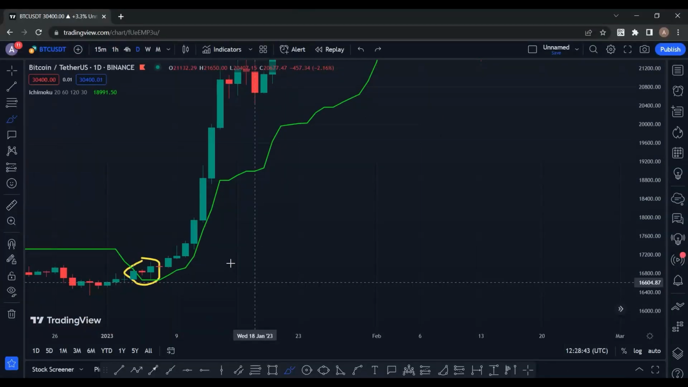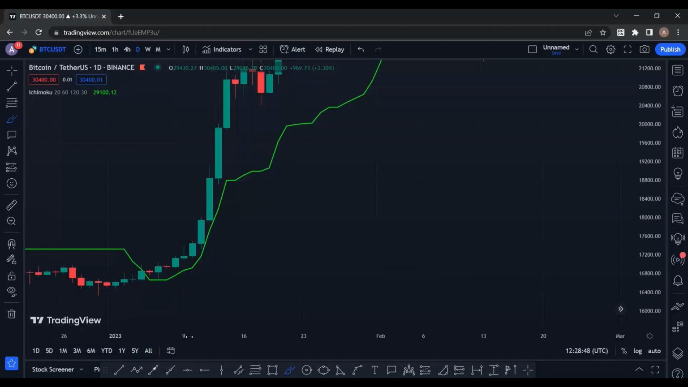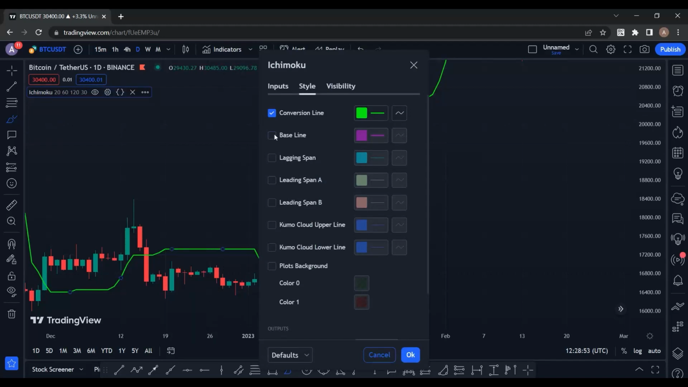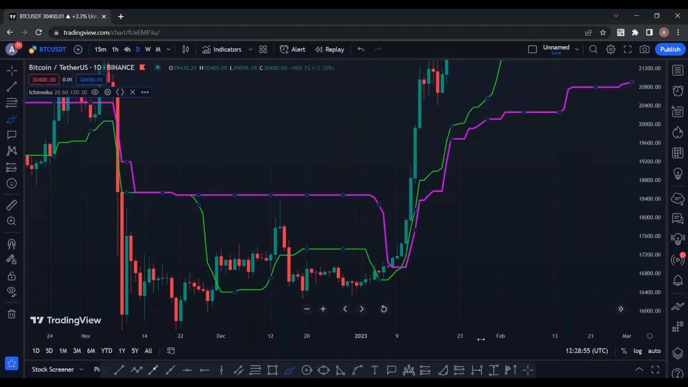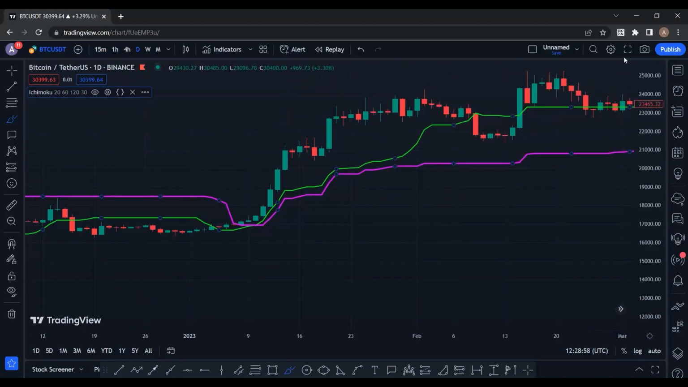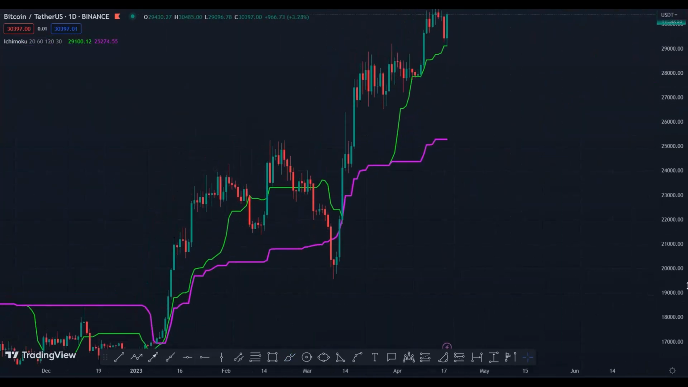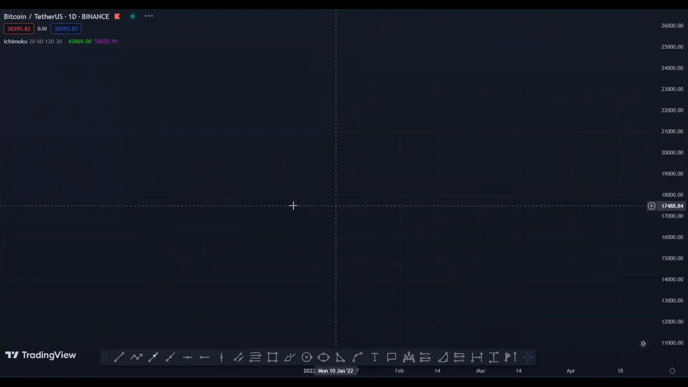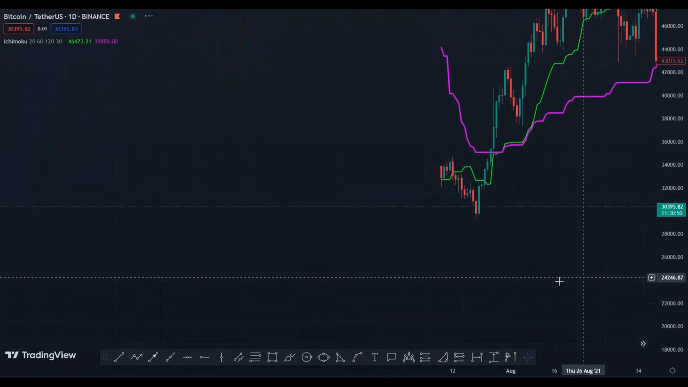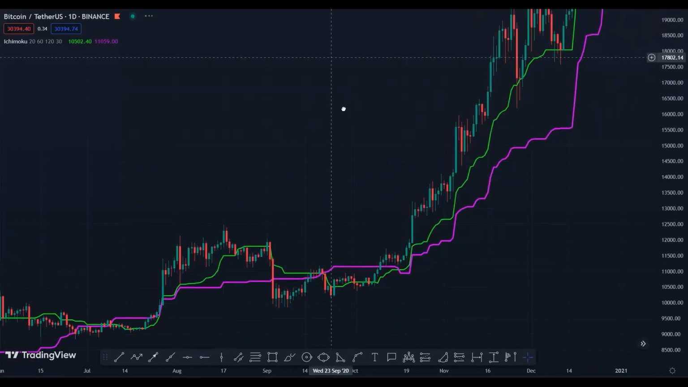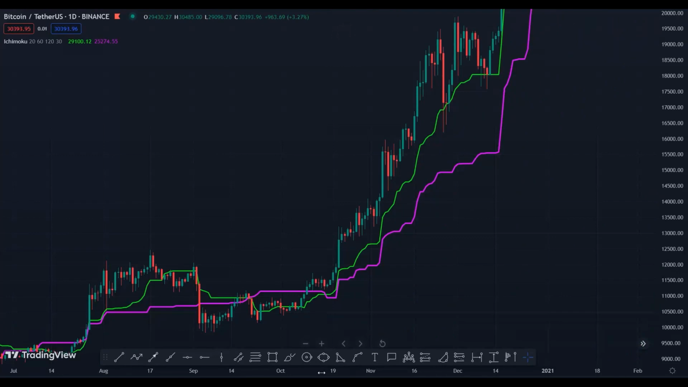Usually we use the Tenkan-sen and Kijun-sen together. So I'm going to add the Kijun-sen or baseline to the chart, and we want to see how we can analyze the chart based on these two indicators. Whenever you have a cross between the Tenkan-sen and Kijun-sen, that will be a sign for you to be bullish or bearish.